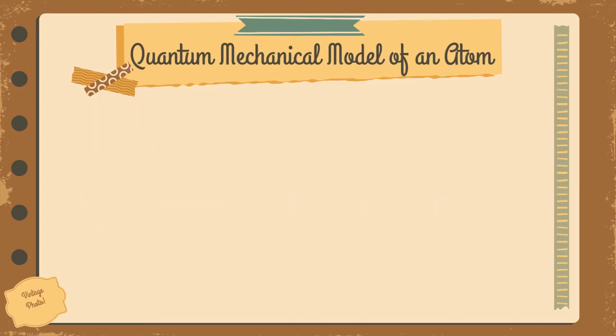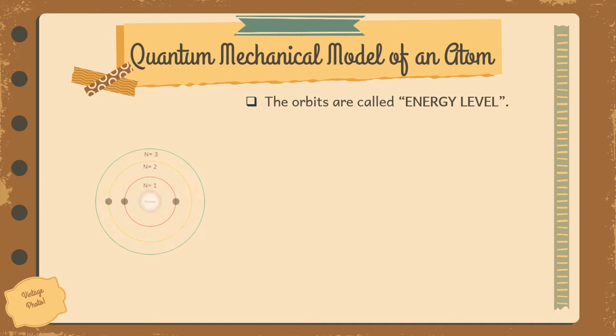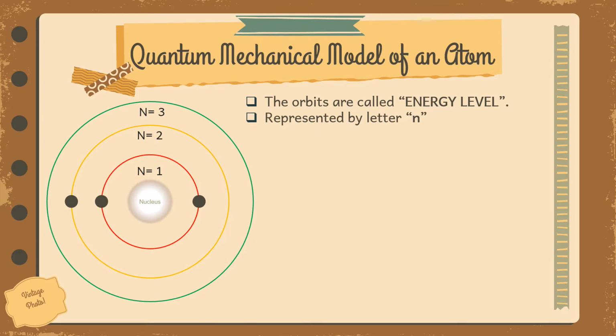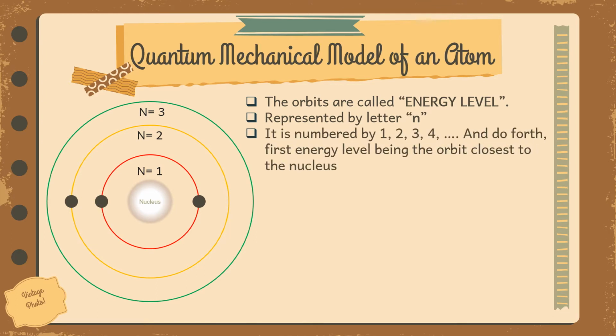In the quantum mechanical model of an atom, they describe an atom as having orbits called energy levels. It is represented by the letter n. It is numbered 1, 2, 3, 4, and so forth, wherein the first energy level or the first orbit is the one that is closest to the nucleus.